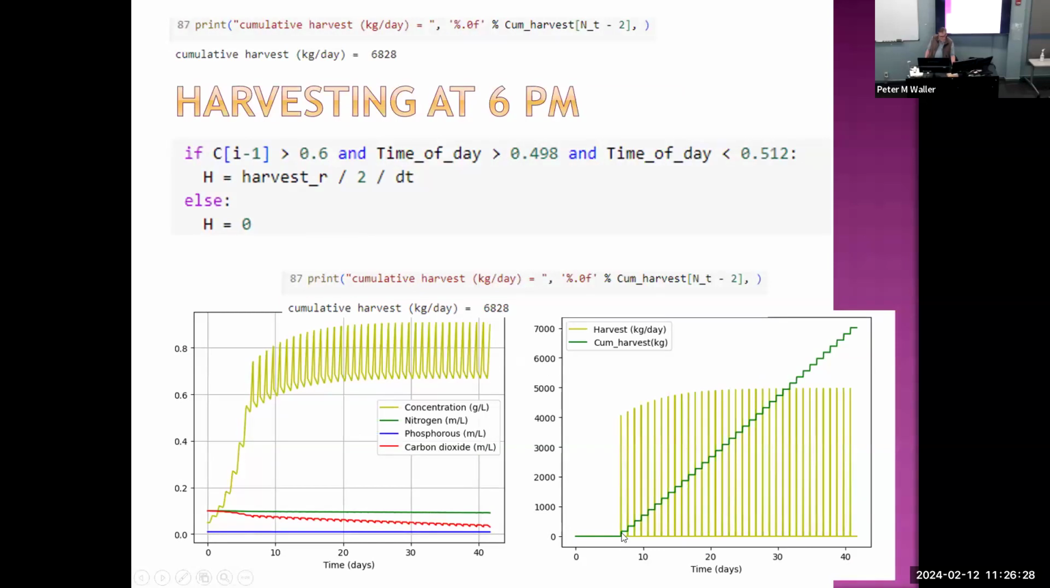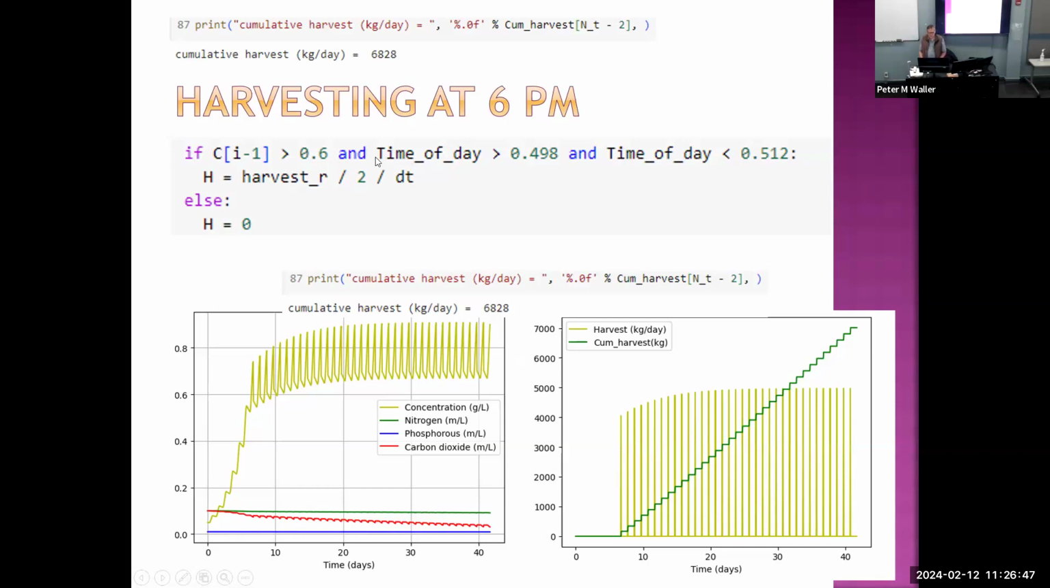And here's the result. We get a step harvest, and we can see that our harvest is every 24 hours. And we can see that our concentration is kind of weird. I don't know exactly what's going on, but it looks like it's dropping, and then it's having the normal decline during the night, and then it's going up.